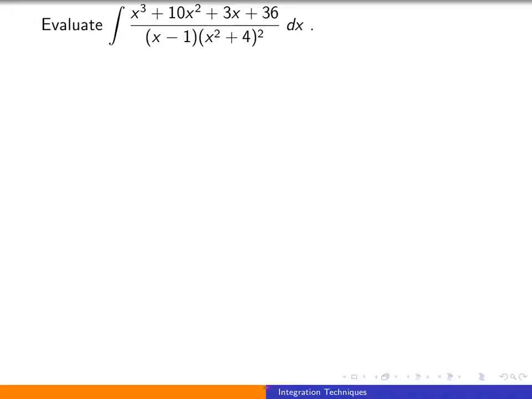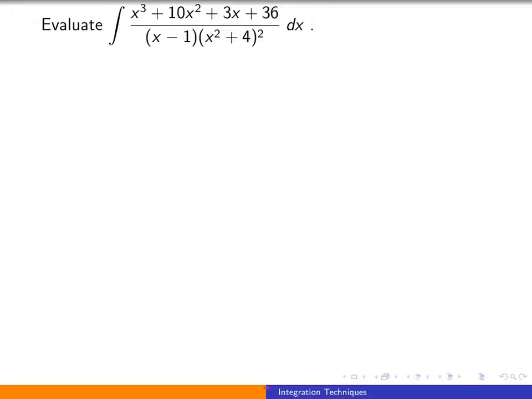In this example, we will anti-differentiate the given rational function. Now the first observation that we make is it is a degree 3 divided by what will be a degree 5, so it is a proper rational function. So our first step in terms of proceeding is to come up with the form of the partial fraction decomposition.